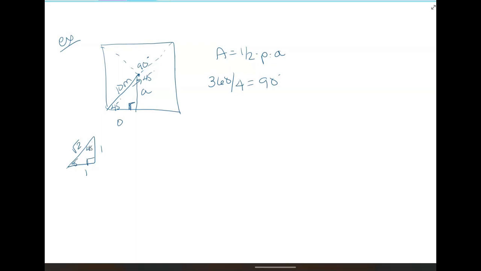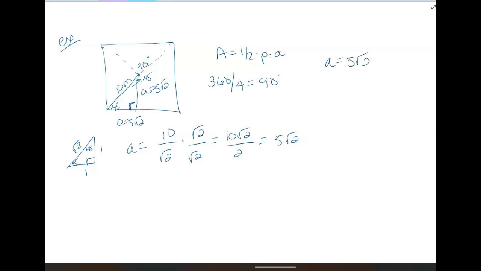Okay, so in order for me to find actually both the opposite side and the apothem, all I have to do is take 10 and remember, divide it by the square root of 2. Well, we can't just divide by the square root of 2 and leave it there. We have to rationalize. And when we do that, we're going to get 10 root 2 divided by 2, which is 5 root 2. And since both angles are 45, both sides are also going to be the same, which is 5 root 2. So my apothem is 5 root 2.